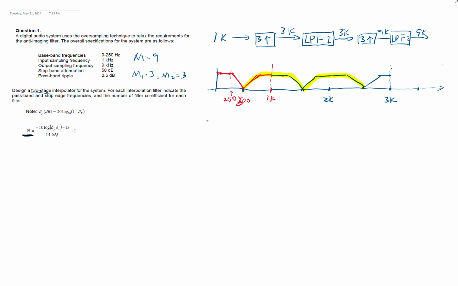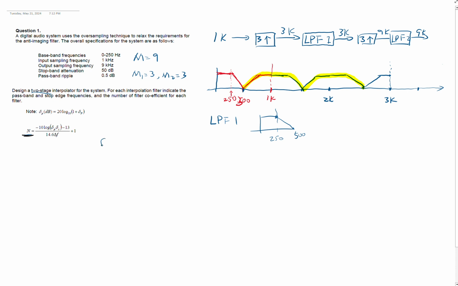For the first stage, low pass filter number 1, we need to design a low pass filter that looks like this. This is 250 and this is 500. If we know that, we can start to use those equations to find N. Where we start is finding delta p and delta s. For the stop band attenuation of 50 dB, we get an equation like this.